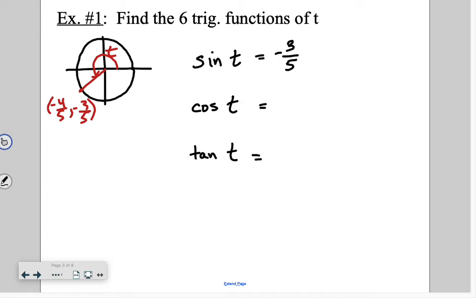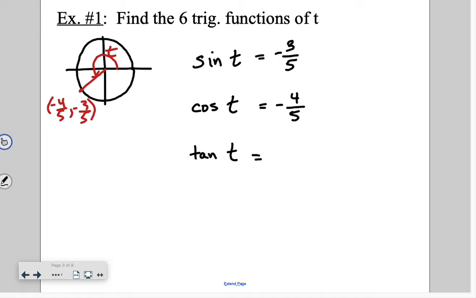What's the cosine of t? It's the x coordinate. Okay? -4/5. Okay? There's the cosine of angle t. It is the x coordinate. How do I find the tangent of t?